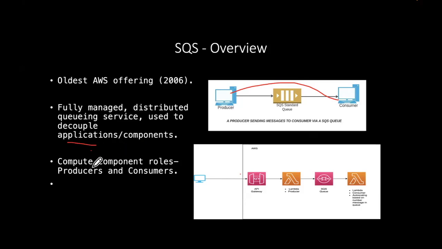Okay, so there are essentially two roles that a compute component may have within this setup. There's a producer component and a consumer component. Producers are components that write messages to the queue. Consumers are components that read messages off of the queue. Pretty straightforward.